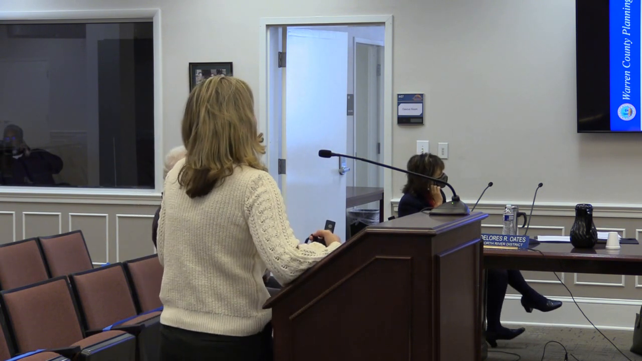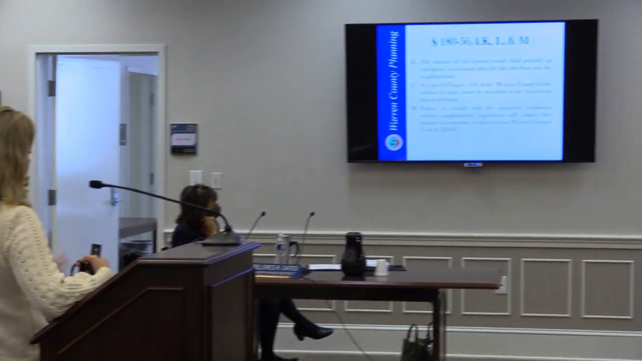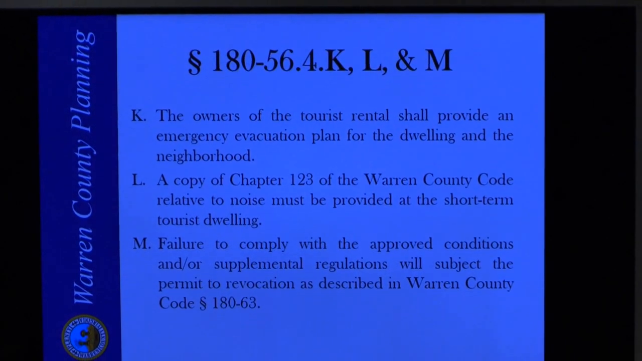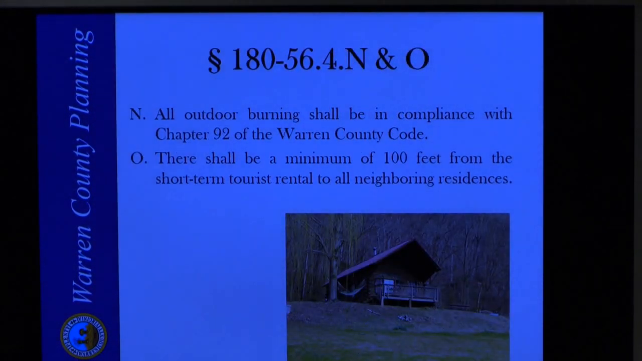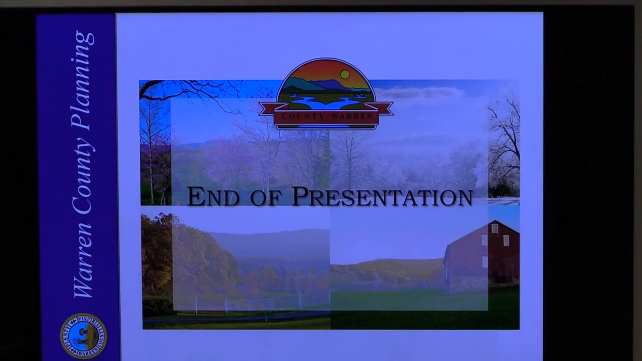A copy of Chapter 123 is our noise ordinance, which is usually provided in the property management plan. Failure to comply with the approved conditions is subject to revocation, like we talked about. All outdoor burning must be in compliance with Chapter 92, and sometimes we've restricted outdoor burning and shooting as well at some of the ones that we have in the county, if that was a concern when they were coming through. And then the setback shall be a minimum of 100 feet to all neighboring residents. And that's all I had.